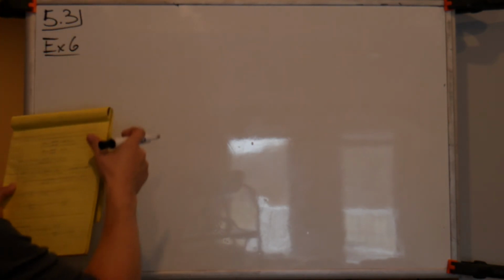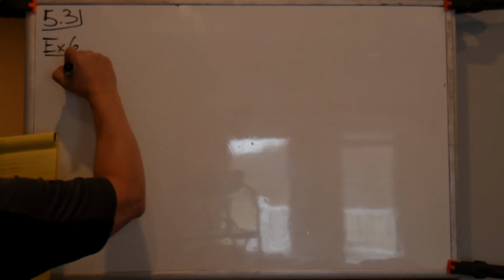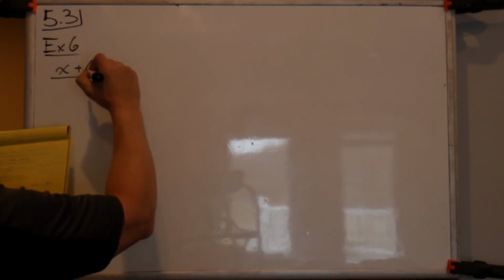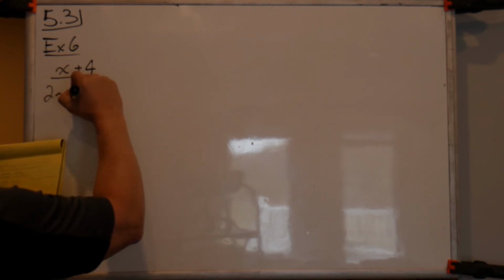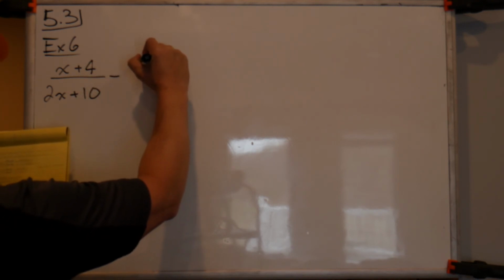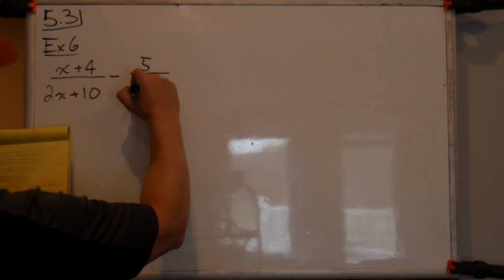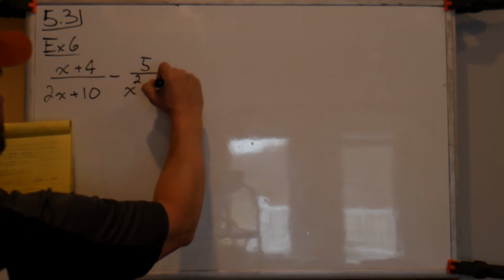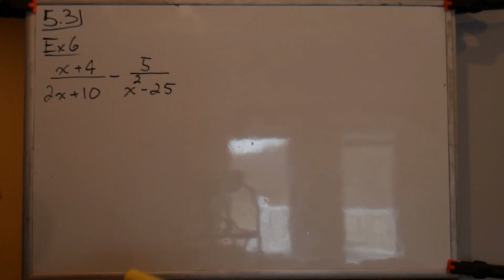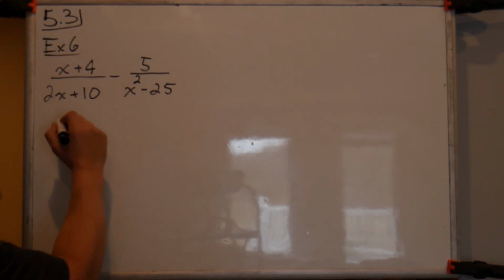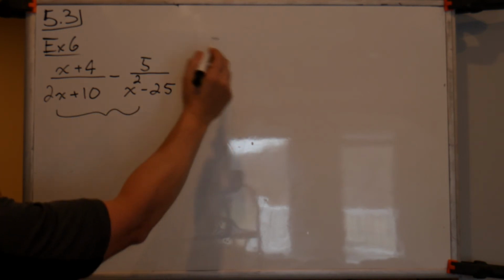So let's jump to example 6. With example 6, they give us x plus 4 over 2x plus 10, and we are subtracting 5 over x squared minus 25. So again, the key is factor first so that we can see all the pieces we're working with.